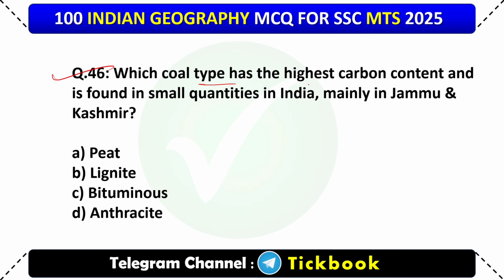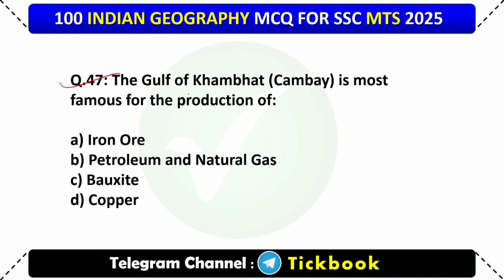46. Which coal type has the highest carbon content and is found in small quantities in India, mainly in Jammu and Kashmir? Option number D, anthracite. 47. The Gulf of Cambay is the most famous for production of. Option number B, petroleum and natural gas.